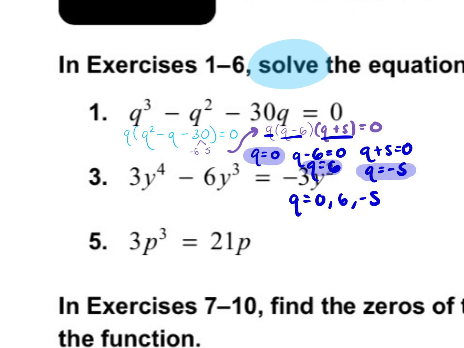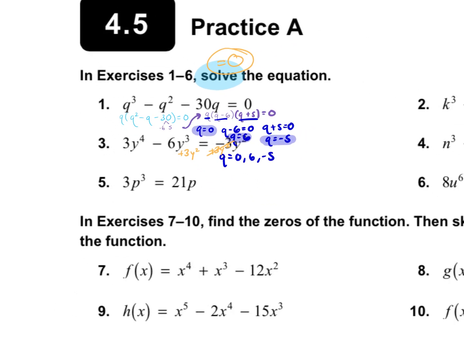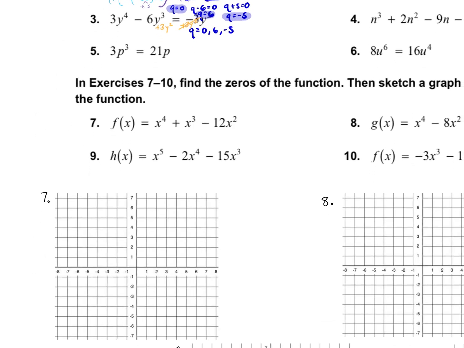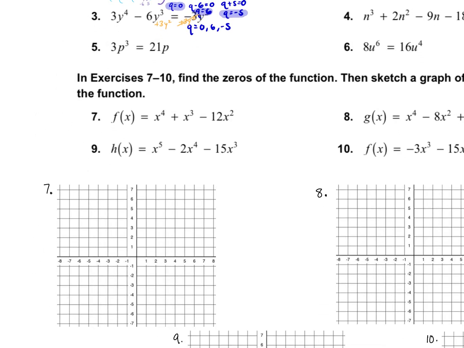For number 3, what would we do first? Oh, you gotta move the negative 3y squared. I would have to add the 3y squared to the other side. Then we would take out the GCF and then we would solve. So it has to be equal to 0 first. So I'll let you guys do that one on your own. Let's go down to 7 through 10.